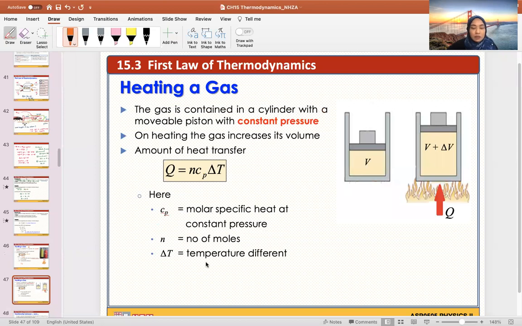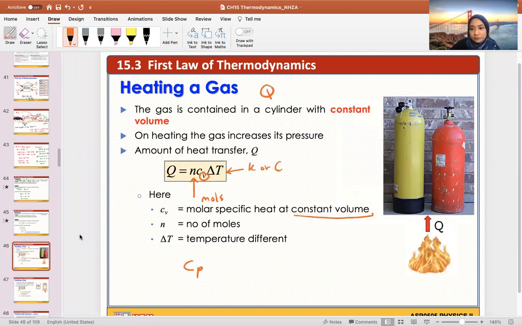So CP, a gas is, wait, do we have an example here? Okay, we do have an example. So there is fire over here. Okay, this is a weird looking fire. So it heats up this cylinder of gas. It is dangerous, don't do this at home. So this fire heats up this cylinder of gas.